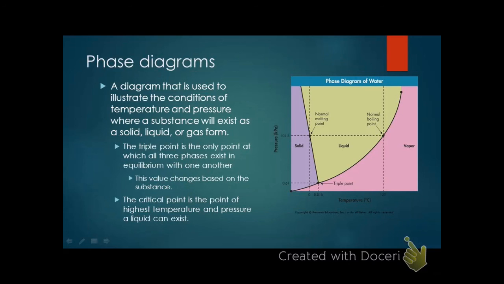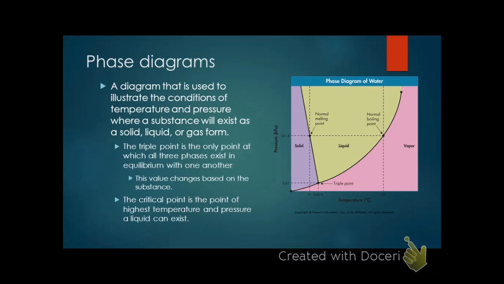Now, a phase diagram is a diagram used to illustrate the conditions of temperature and pressure where a substance exists as a solid, liquid, or gas. As we look at the diagram, we notice that we have three colors, three different sections for our solid, liquid, and gas. Our temperature is across our x-axis, and our pressure is on our y-axis, given in kilopascals. Now, in terms of normal melting point and normal boiling point, these are the points where we are at what is called normal or regular atmospheric pressure, which is about 101.3 kilopascals, or 1 atmosphere.